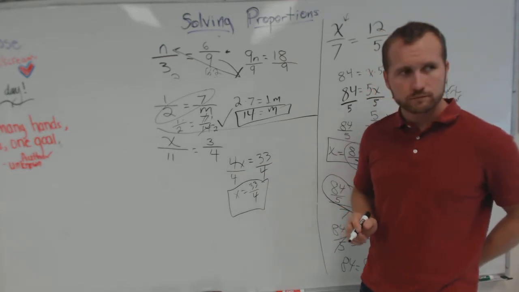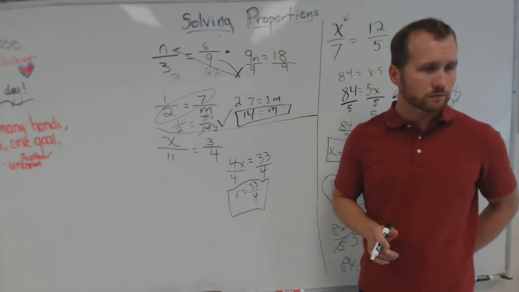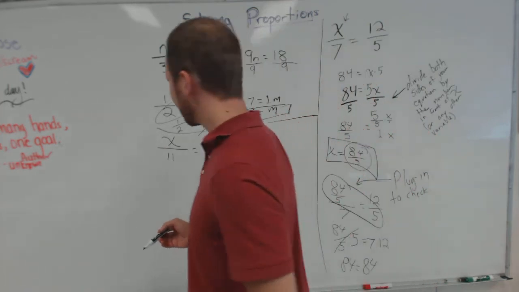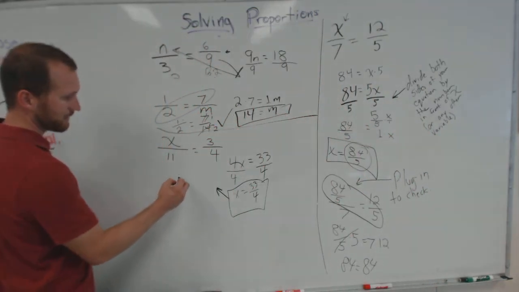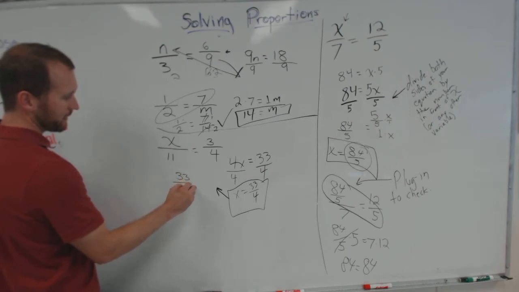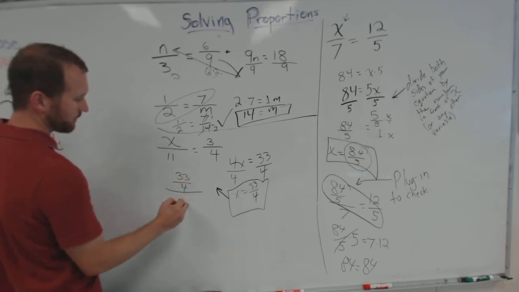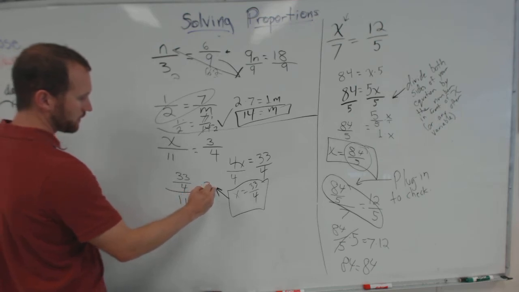Wait, is it okay to leave a fraction as an answer? Yeah. What? Are you serious? That's really okay? Wow, that's pretty easy. Pretty cool. 33 over 4. That's your answer. You don't have to turn it into a mixed number. Just leave it as a fraction.